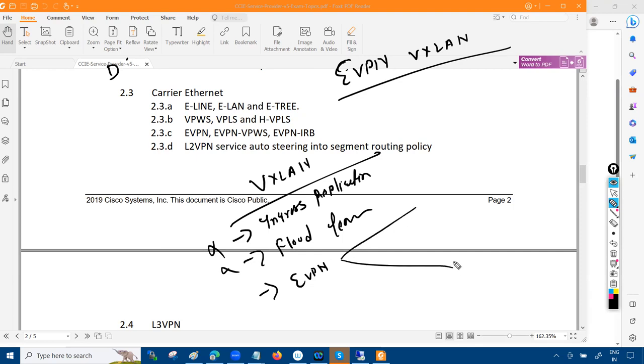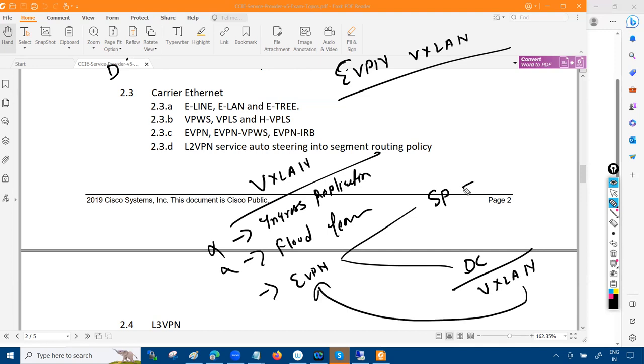So eVPN is for the service provider and data center too. In a data center, we have VXLAN to support the eVPN. In a service provider, we have MPLS to support the eVPN. This is the problem with most of the people right now in the market. They think that VXLAN means data center. When VXLAN comes in the picture, people think about the data center. No, it's not like that.